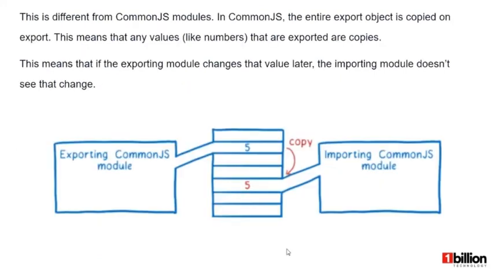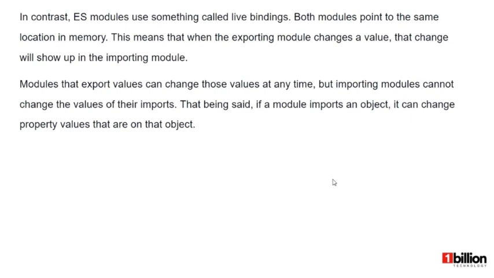This is different from CommonJS modules. In CommonJS, the entire export object is copied on export. This means any values, like numbers, that are exported are copied. So if the exporting module changes the value later, the importing module doesn't see the change. Once copied, it's copied. You need to completely rerun it in order to see a CommonJS module change. In contrast, ES modules use something called live binding.